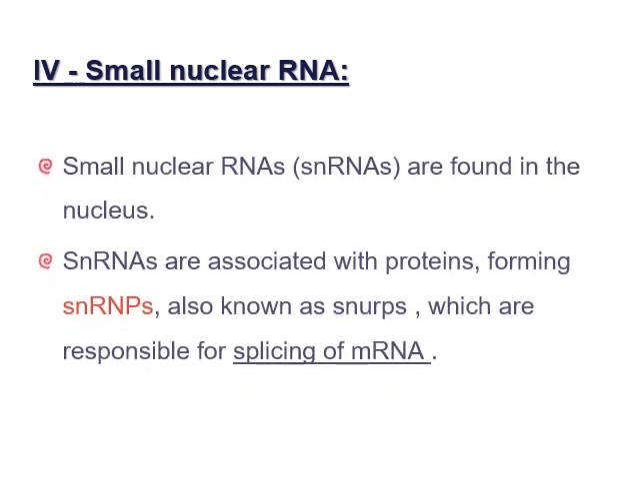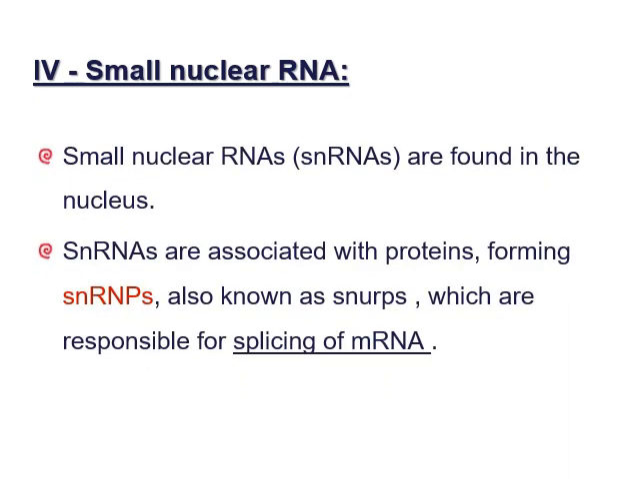Small nuclear RNA ده النوع الرابع من ال RNA. Small nuclear RNA are found in the nucleus. Small nuclear RNAs are associated with protein forming small nuclear RNPs اللي بنسميها باختصارها SNRP, which are responsible for splicing of mRNA.